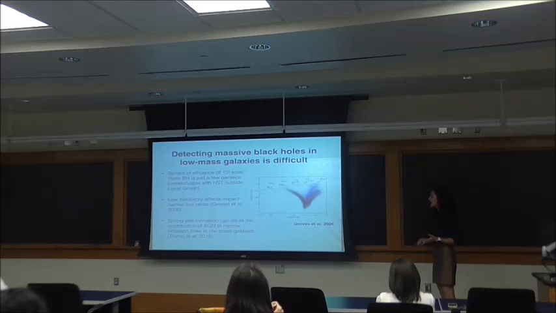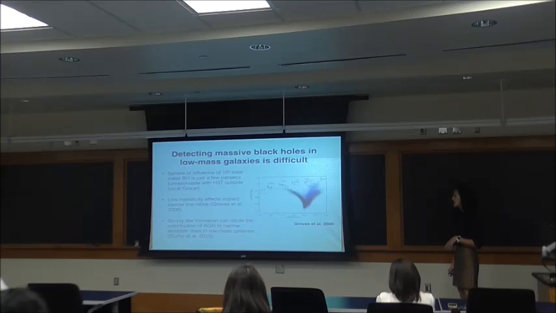So another way of trying to identify them is looking for signs of black hole activity. A very popular way of doing this is to use the BPT diagram, right, which uses the relative strengths of emission lines to characterize the dominant source of photoionization in a galaxy.